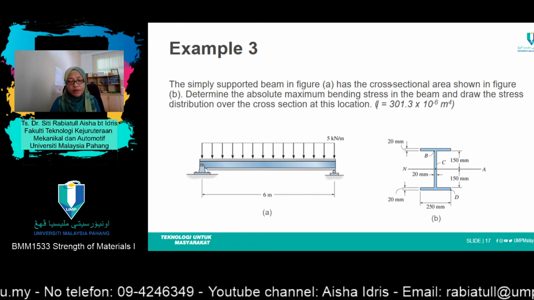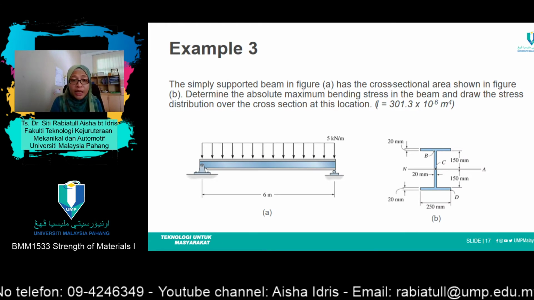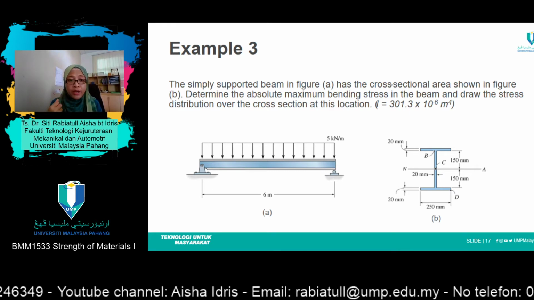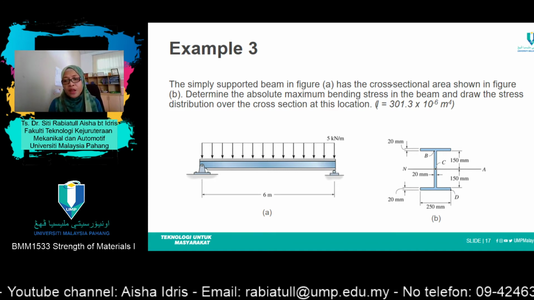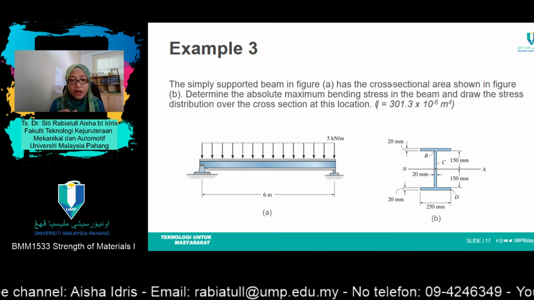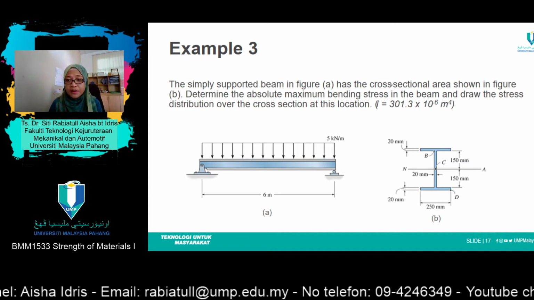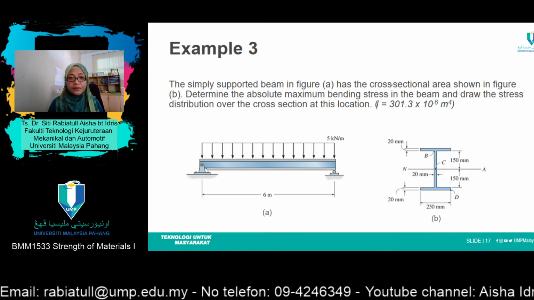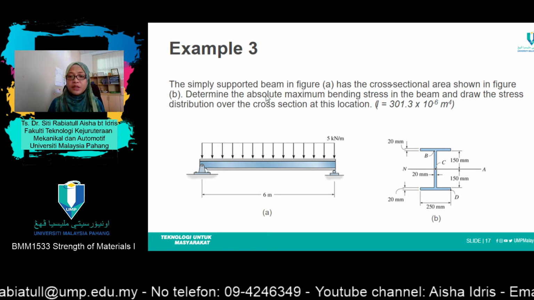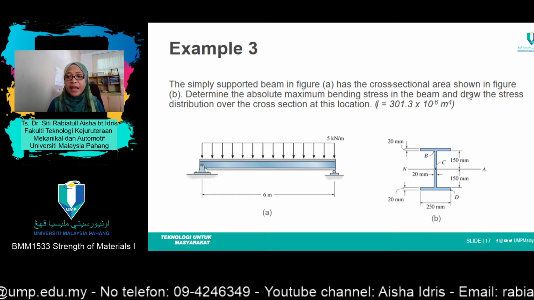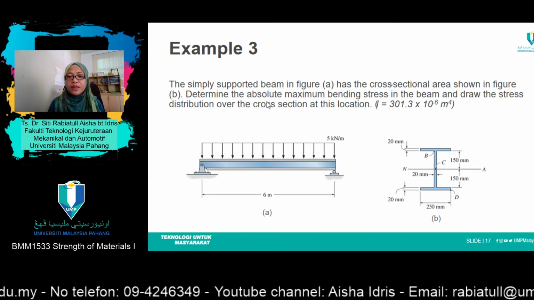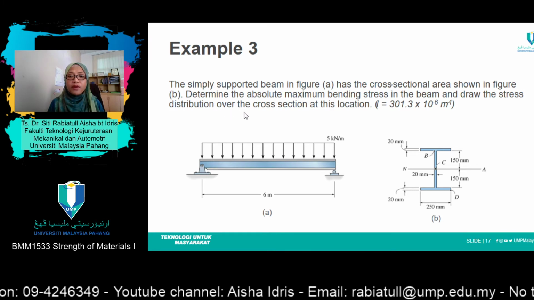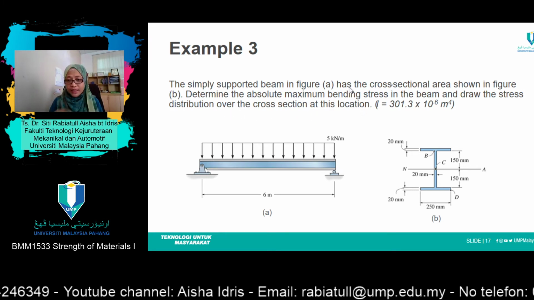Now let's move on to example 3 with a value for the uniformly distributed load here, in order to make you have a better understanding, plus a little extra exercise here. Okay, let's split the question together. The simply supported beam in figure A has the cross-sectional area as shown in figure B. Determine the absolute maximum bending stress in the beam and draw the stress distribution over the cross-section at this location.